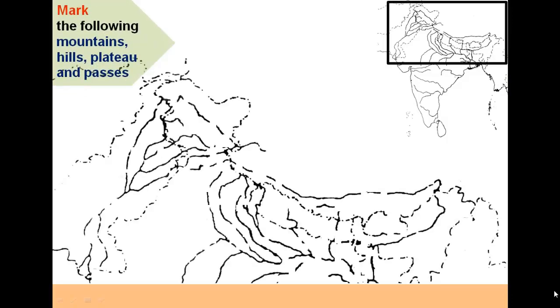Now we'll see mountain plateaus and passes. India is a vast geographical extent of 3.28 million square kilometers and the 7th largest country in the world. India covers 2.4% of total land area of the world. Now let us have a look on the physical features of India.